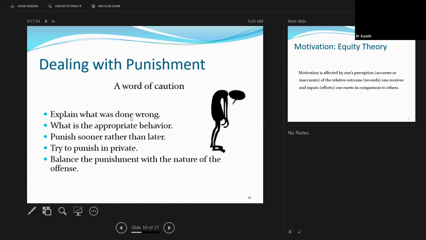And try to punish in private, so that the child or the person whomsoever you are punishing does not feel humiliated in front of others. That is going to bring their morale down. And then balance the punishment with the nature of the offense. For example, a child has stolen a pencil and is stealing repeatedly. You cannot just punish him very hard by not giving him food or something like that. The punishment should balance with the nature of the offense.